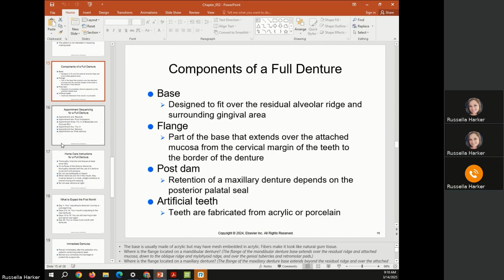Artificial teeth are fabricated from acrylic or porcelain, like I said yesterday. Acrylic teeth are nice because you don't have that clacking sound and you don't get breaks in them as easily, but they do wear down easier. So there are pros and cons to each type of teeth that you can have set into the denture.